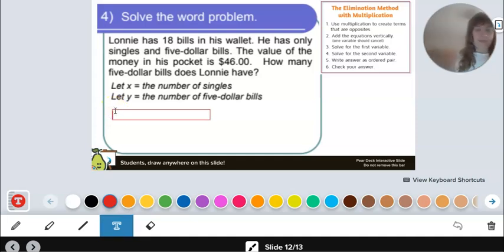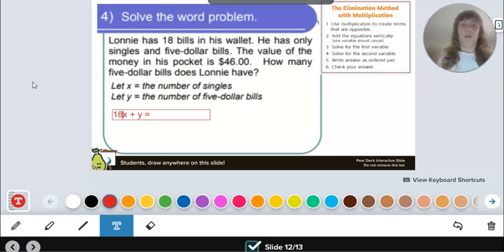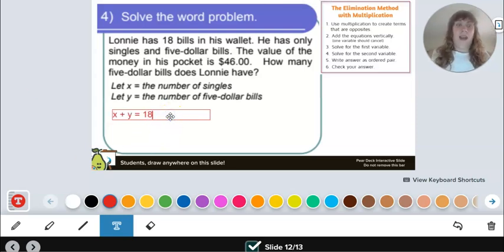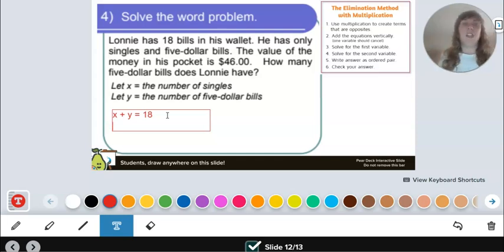Now, the first equation is the total amount of bills, right? X is the number of singles, and Y is the number of $5 bills. Of all the bills, Lonnie has 18 in total. So one equation we have is X plus Y equals 18. Another equation is we also know that he has $46. So 1 times every single bill plus 5 times every $5 bill is going to equal $46.